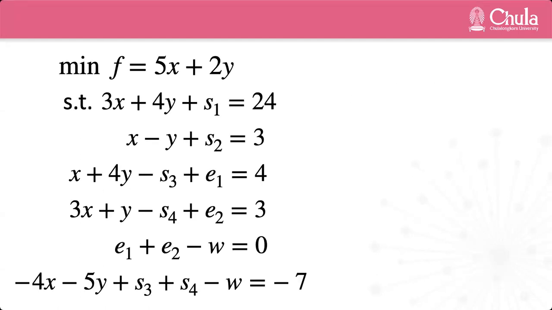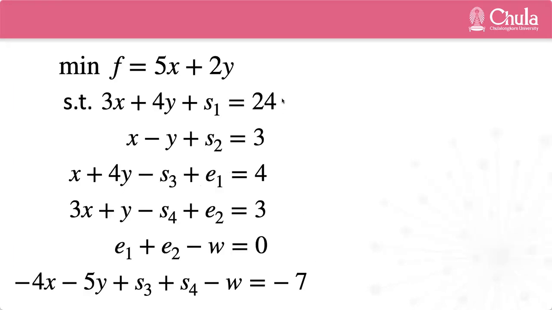Okay, so we define W. W is the summation of E1 and E2 only, and we have E1 plus E2 minus W becomes 0. We substitute E1 by the third constraint and E2 by the fourth constraint. Then we obtain this expression, the last line.